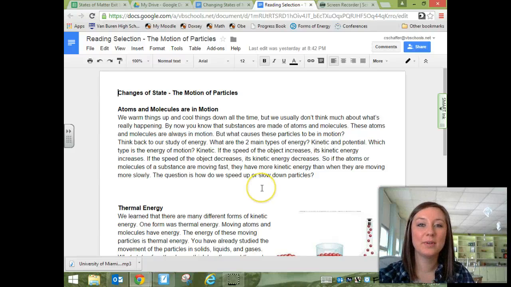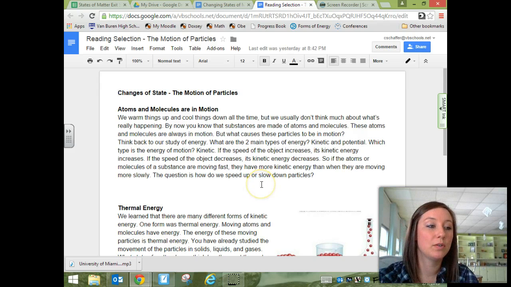Hi, sixth grade. Today we are going to start off with a reading selection that's a little bit different. I don't feel that your book does a very nice job of explaining why changes of state occur. So I put together an article of my own that I figured we could read. You have this in your changes of state folder if you want to pull it up, or you can just follow along on my screen as well.